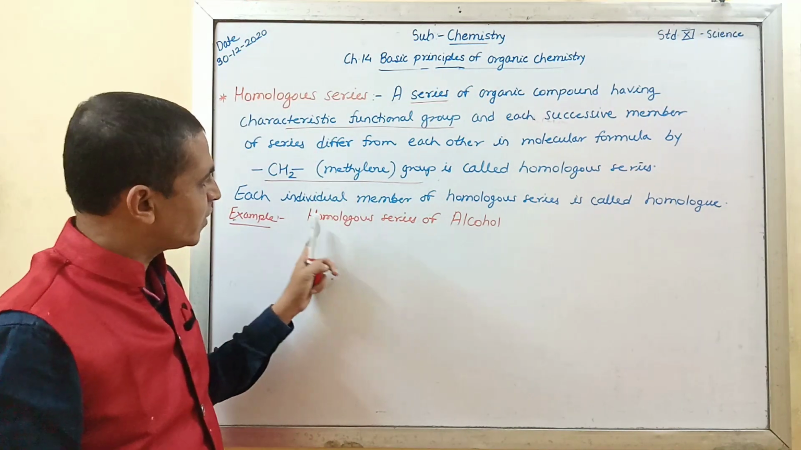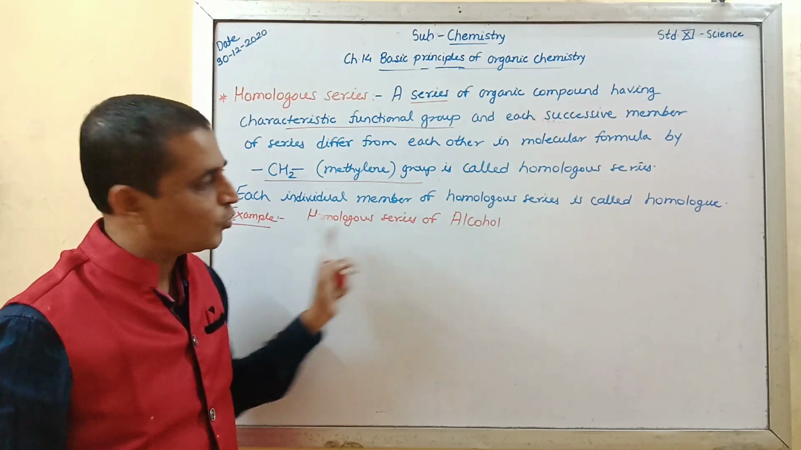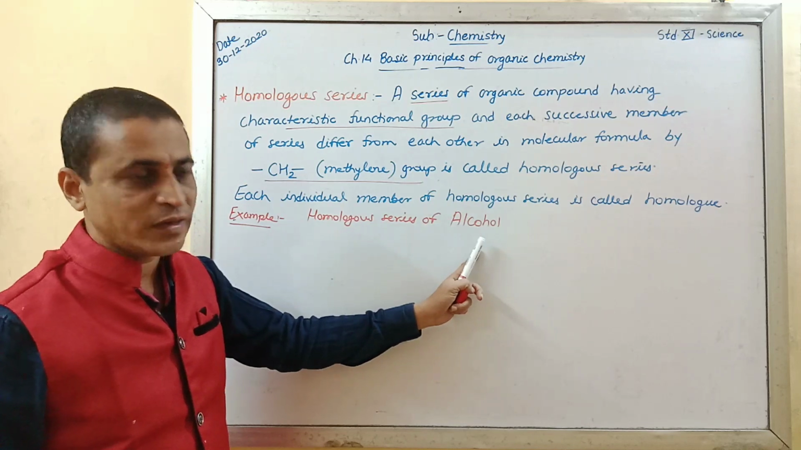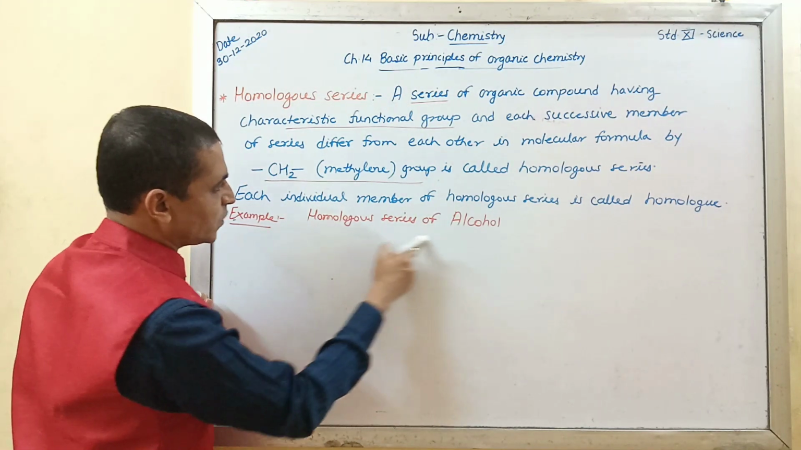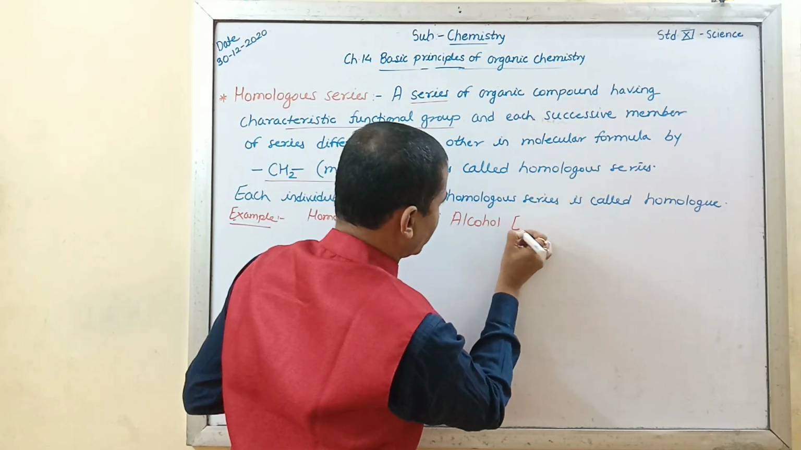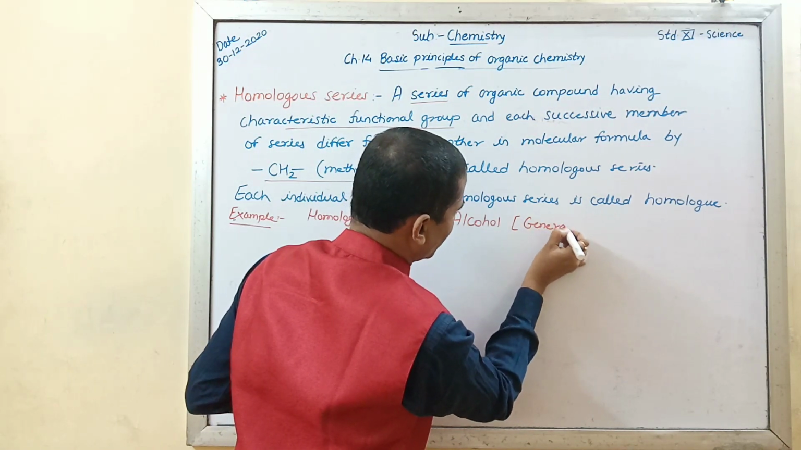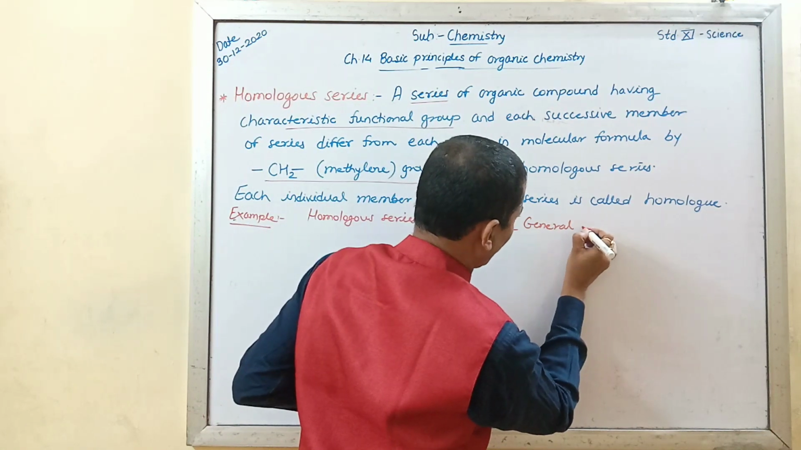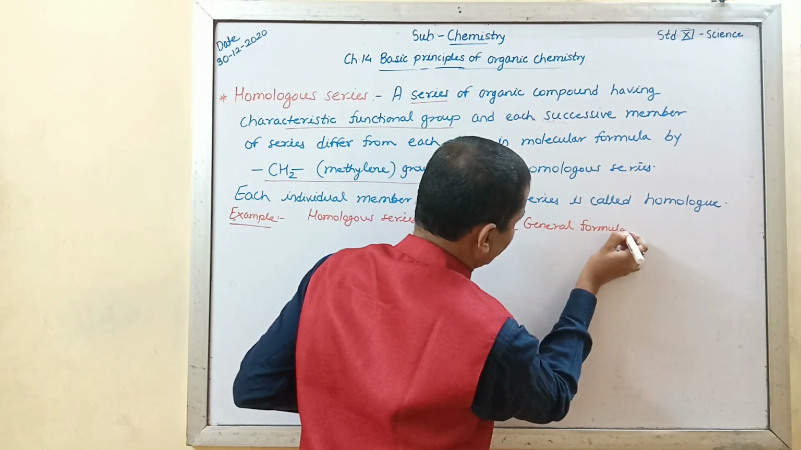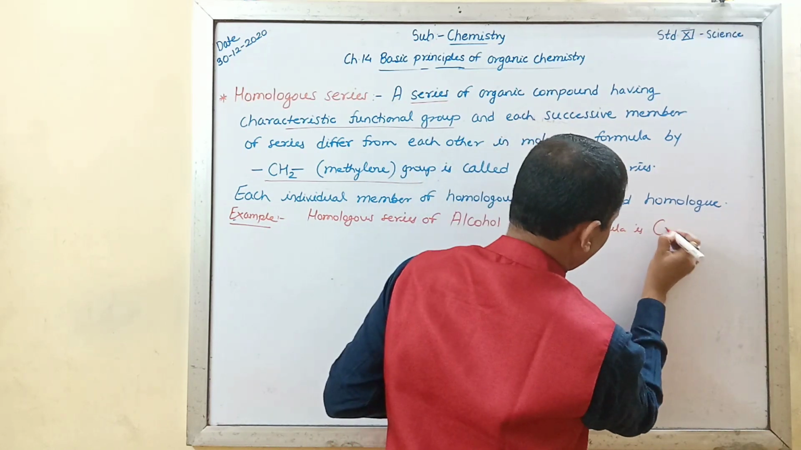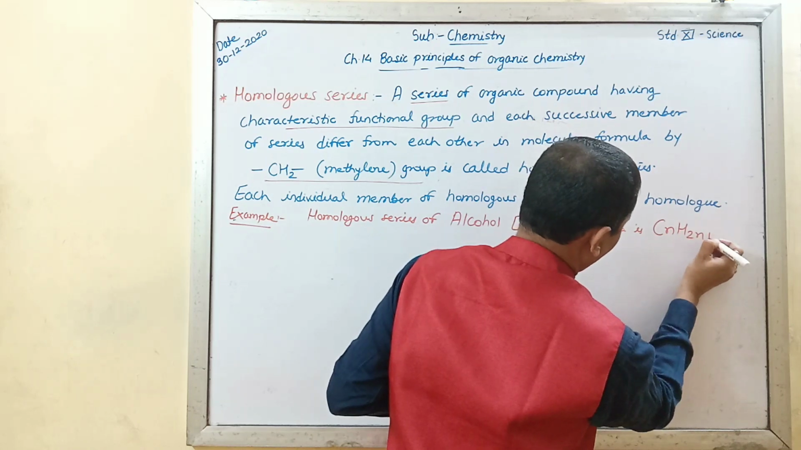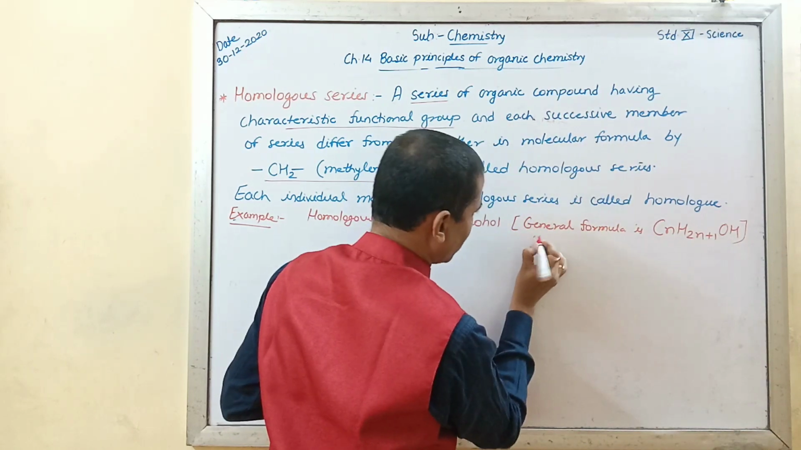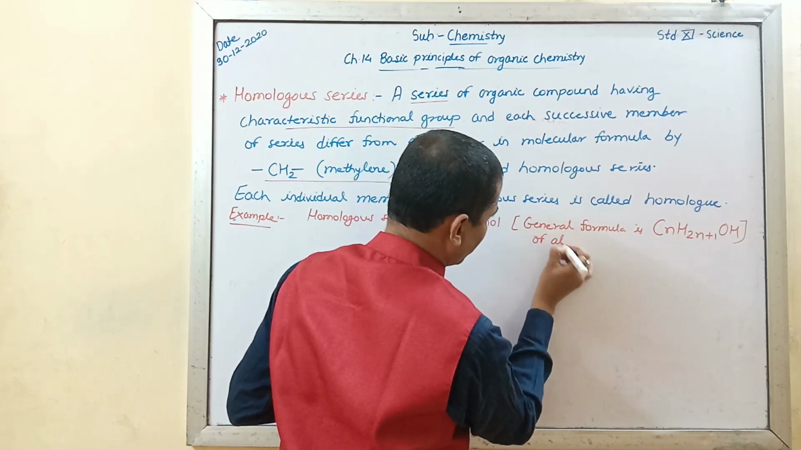We can take the example of the homologous series of alkane, alkene, alkyne, acids, carboxylic acids, etc. I am considering the homologous series of alcohol. In the bracket, write down the general formula, because each member of a homologous series has the same general formula. It is CnH2n+1OH. This is the general formula of alcohol.